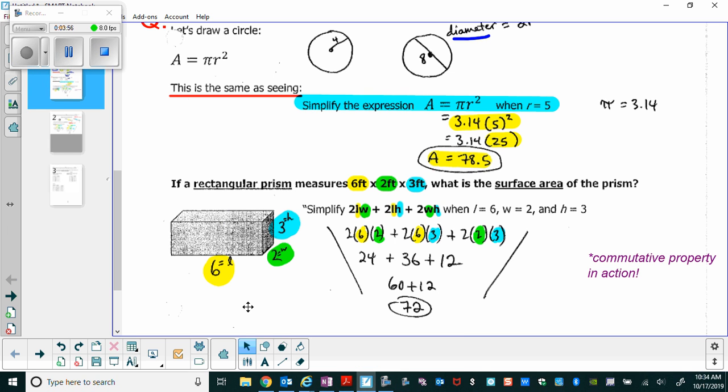So to do that, first we're going to start with the bottom, a length times width. And doing 6 times 2 will cover up the bottom. And in the formula, we multiply it by 2 because there's a top and a bottom.